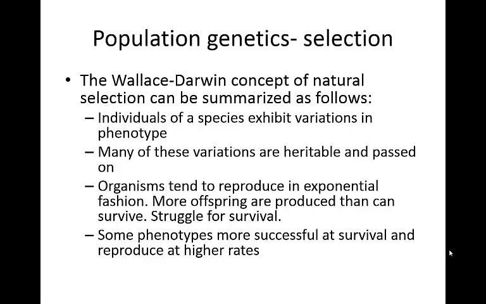Individuals of a species are going to exhibit variations in phenotype. Many of these variations are heritable, and they're going to be passed on to their offspring. Organisms tend to reproduce in exponential fashion. More offspring are going to be produced than can survive. There is a struggle for survival. Because of that, some phenotypes are going to be more successful at survival than others, and those that survive are going to be able to reproduce at higher rates.